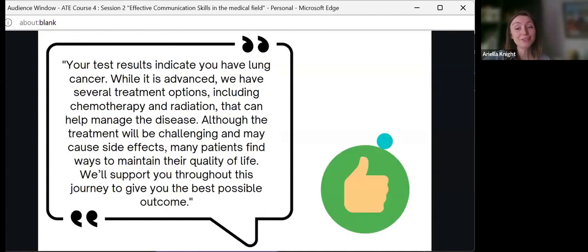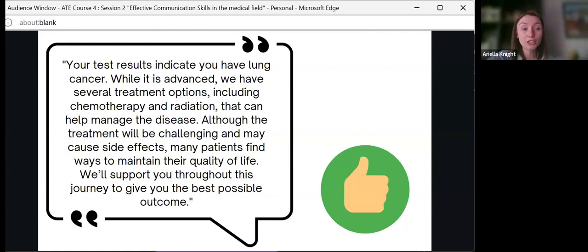Here's what we have. It's long because this is a hard one. It needs more language. So we have, your test results indicate you have lung cancer. So the beginning is still essentially, I mean, it's not sugar-coated. It's just as direct. While it is advanced, we have several treatment options, including chemotherapy and radiation that can help manage the disease. Notice they say manage the disease, not necessarily cure, but the focus is on what you can do, how you can help.